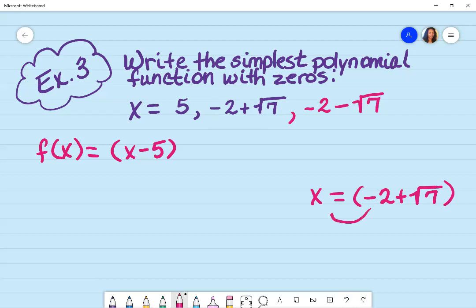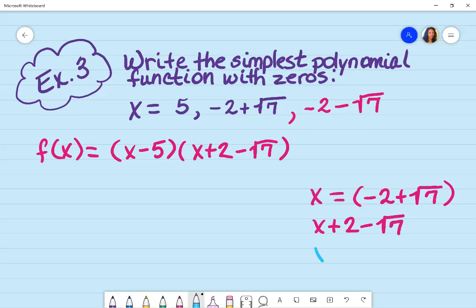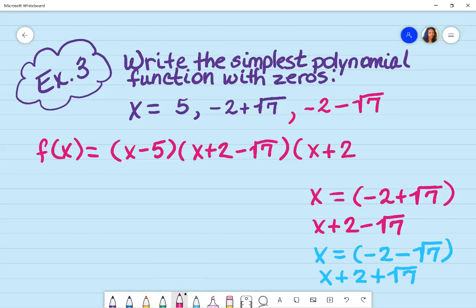Now, when I move everything over, all of the signs are going to change. So what's really going to happen here is this is going to be x plus 2 minus root 7. That is what's going into my factored form. Now, when I go back and I take the conjugate, I'm going to do the same thing. x is equal to negative 2 minus, this time, root 7. And when I move it over to the other side, I change signs: x plus 2 plus root 7. That is what's going to go in a set of parentheses. So what you should notice is the first two terms look the same.